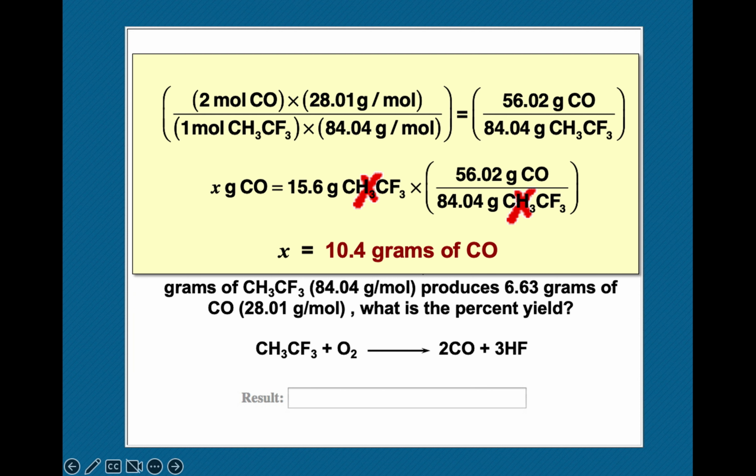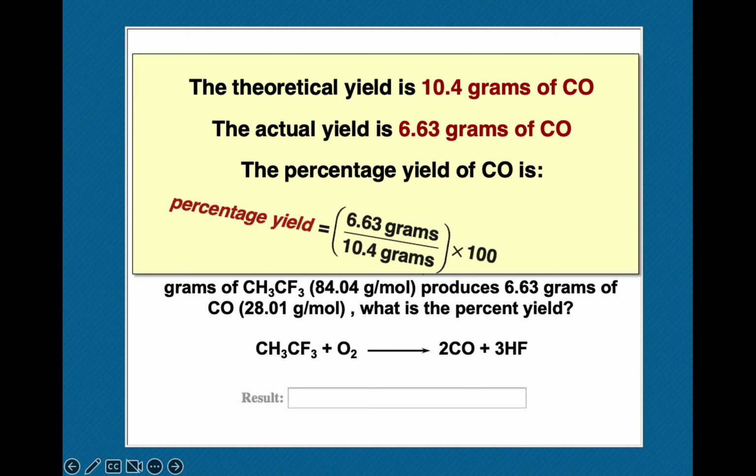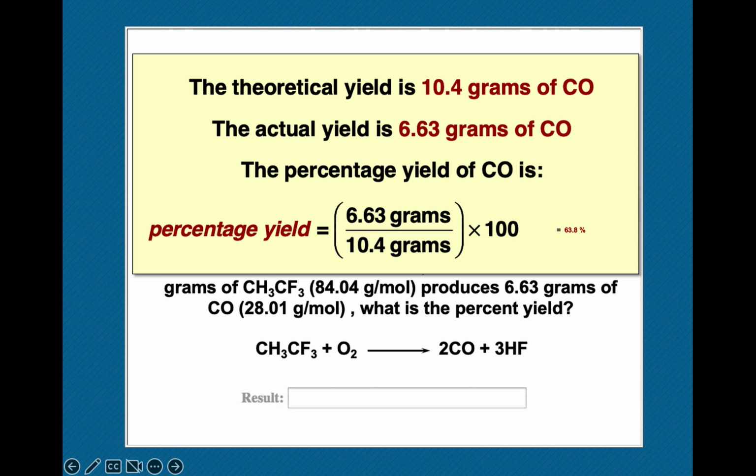Now, in 110, we could stop here, right? No, this is a general chemistry question, so you want to go one step further. Theoretical yield is 10.4. Actual yield is 6.6. The percent, 6 divided by 10 times 100, 64%. Any questions?